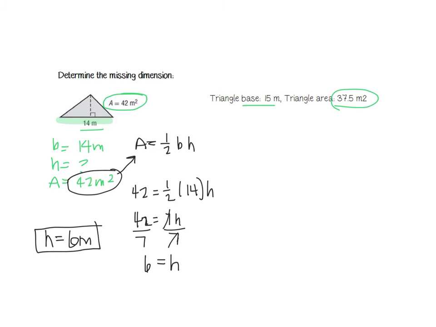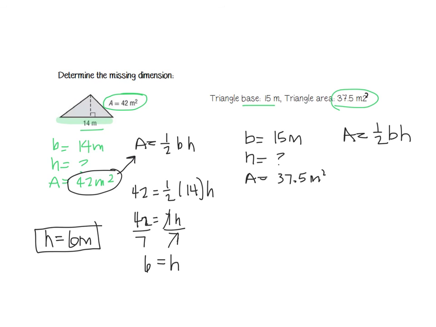So here it gives it to you in word description. It says the triangle base is 15 meters. The triangle area is 37.5 meters, and that really should be a tiny 2. It should be right up there. So let's start out what we know. We need to find our base, our height, our area. We label what we know. I know my base is 15 meters. I don't know what my height is, but I know my area is equal to 37.5 meters squared. I know my formula is the area is equal to 1/2 of my base times height.